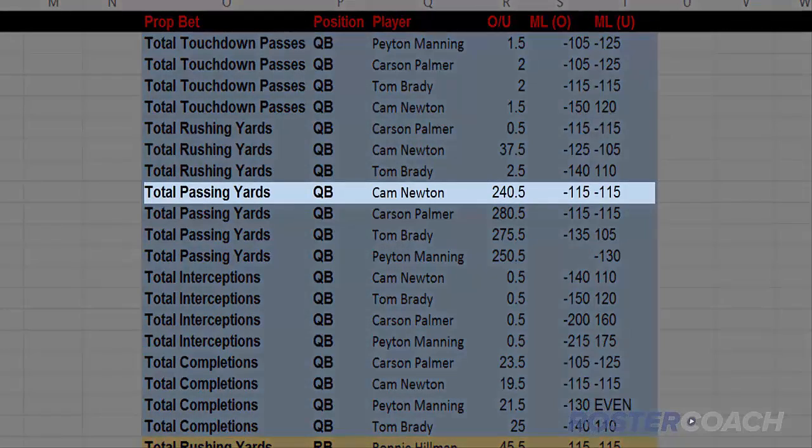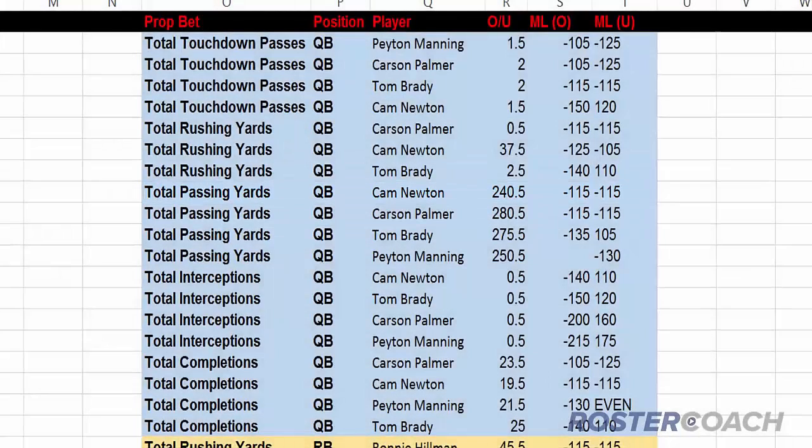So if you look at total passing yards for Cam Newton, you can see that the over-under was 240.5. That means that when you place a bet on the Cam Newton passing yard prop, you're going to be betting that he either throws for more than 240.5 yards or less than 240.5 yards.